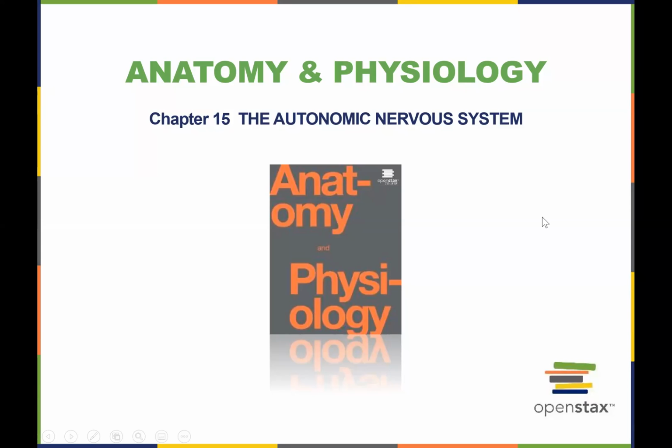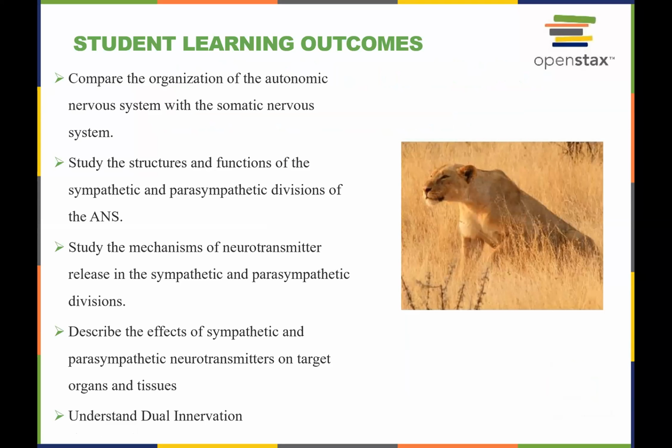Chapter 15, the autonomic nervous system. The student learning outcomes for this chapter: it's a continuation of the nervous system that we studied in ANP1. We are going to compare the somatic nervous system that we studied last semester with the autonomic nervous system. Under the autonomic nervous system, there are 3 divisions. We are going to pay attention to 2 of the most important ones, the sympathetic and the parasympathetic nervous system. We'll study its anatomy and physiology.